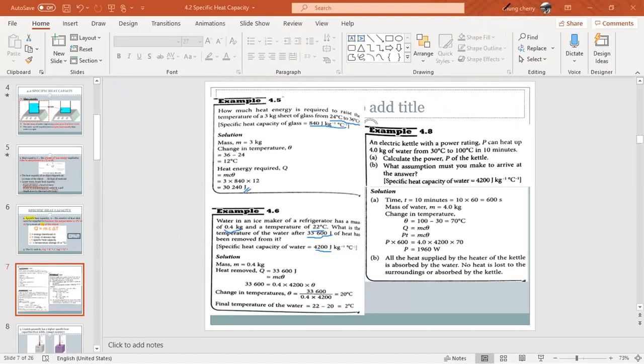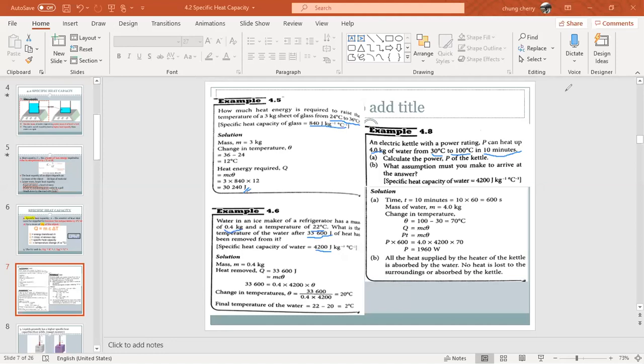Good. So now the next part. Example 4.8: they have given you a power rating that can heat up 4 kg of water from 30 degrees Celsius to 100 degrees Celsius in 10 minutes. The first question asks you to calculate the power. How do we calculate the power?